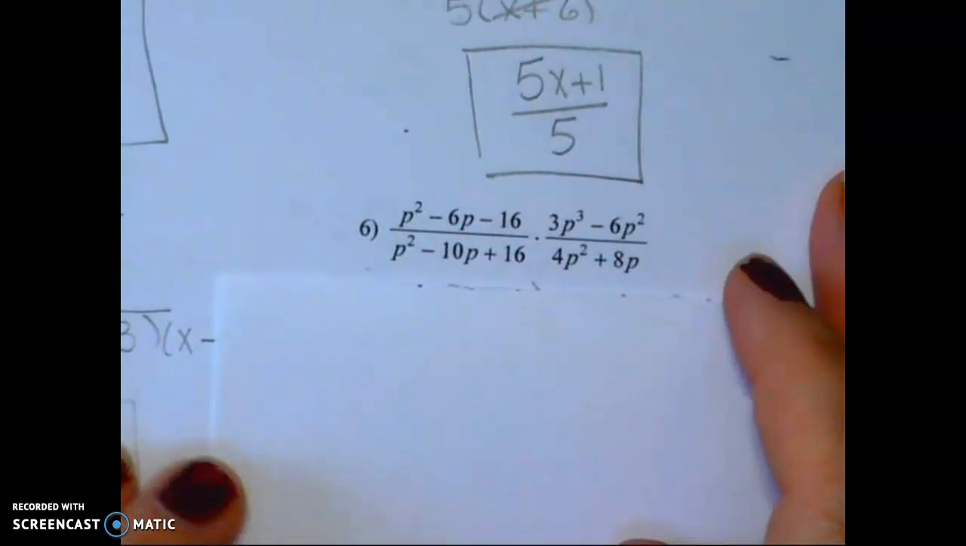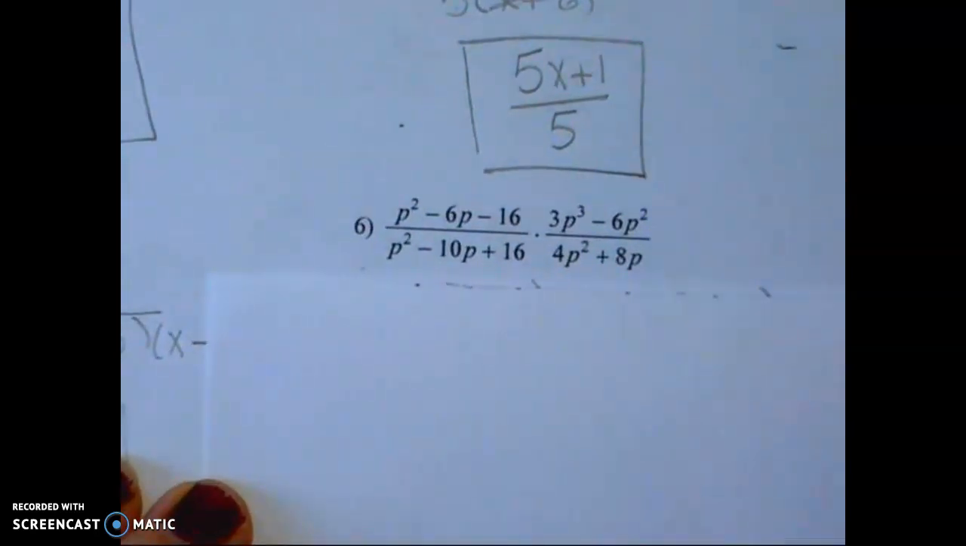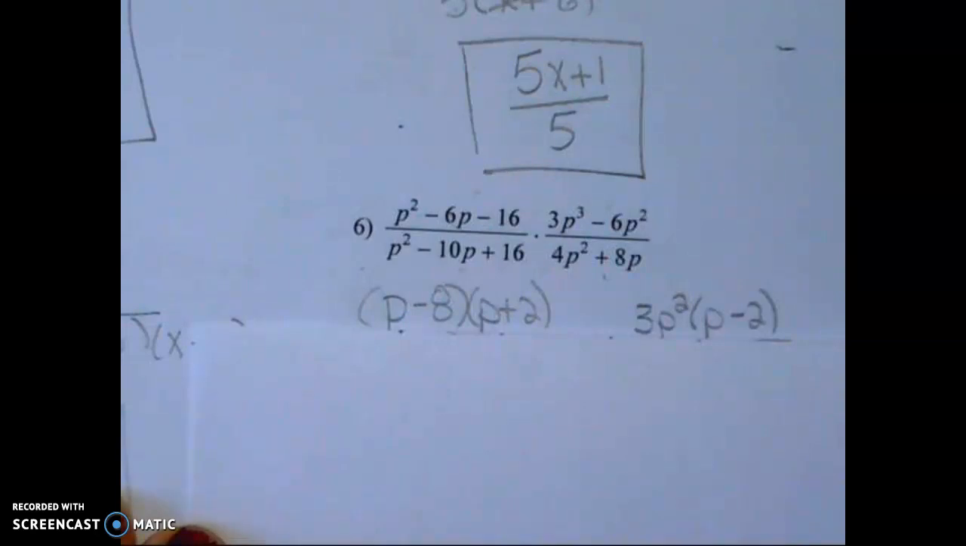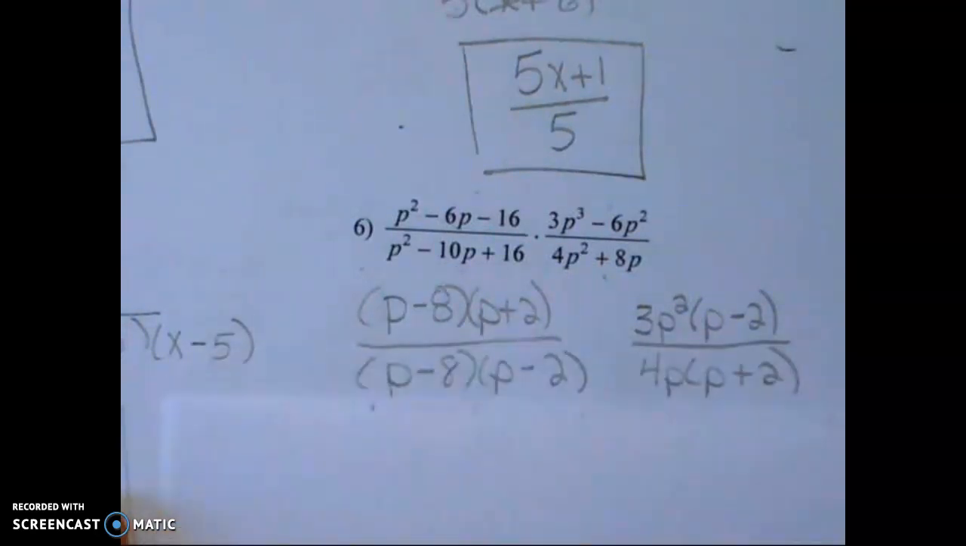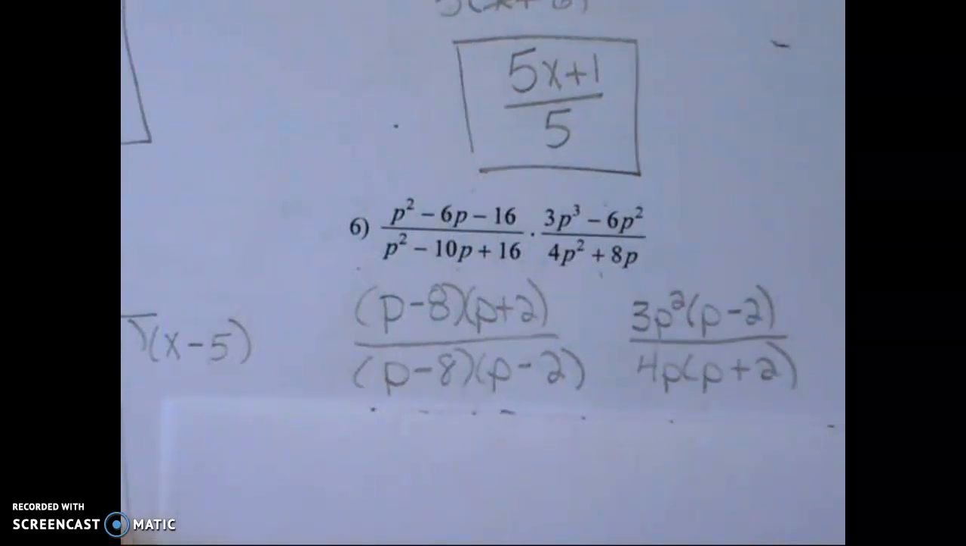And 6. These aren't so bad. It's just 4 factoring problems. When I factor this numerator, I get p minus 8, p plus 2. When I factor the denominator, it's p minus 8, p minus 2.